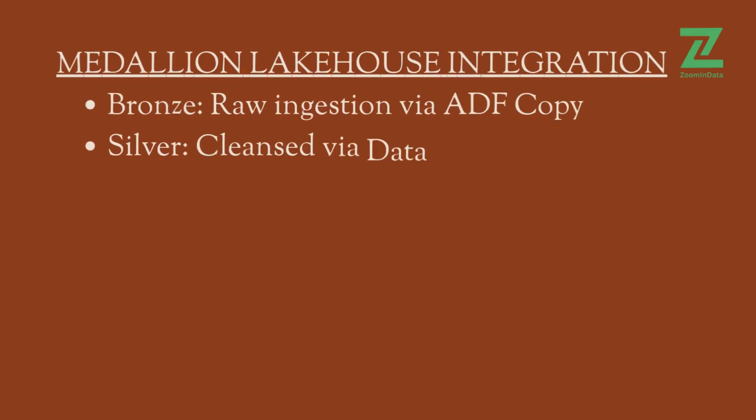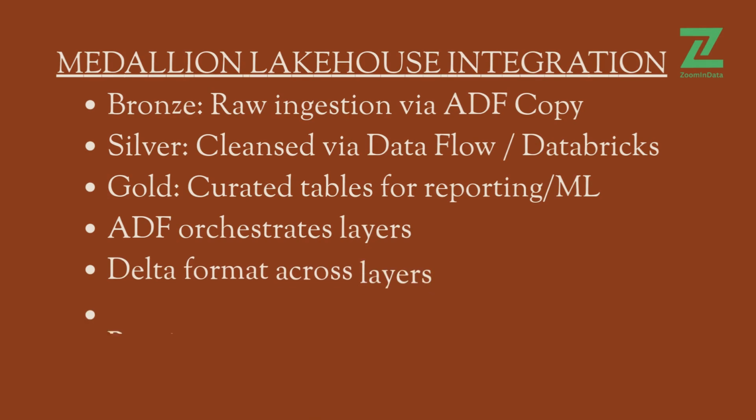Enterprise architectures often use a medallion lakehouse pattern. Bronze layer captures raw data via ADF copy activities. Silver layer applies cleansing and enrichment using mapping data flows or Databricks. Gold layer delivers curated, business-ready tables for reporting and ML. ADF orchestrates the flow between layers. Use Delta format throughout for ACID, schema enforcement, and time travel. Microsoft Purview provides governance, lineage, and cataloging across all layers.